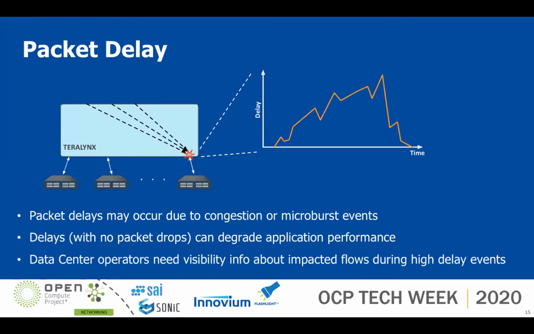congestion events do not always lead to packet drops. Brief periods of congestion and microbursts can cause queues to momentarily build up to cause spikes in delay, but not necessarily any packet drops. These delays can degrade application performance due to high flow completion times and long tails. To assess what flows are being impacted, what flows are causing the congestion, and also where these events are occurring, data center operators need detailed visibility information about the actual delays being experienced by various flows.